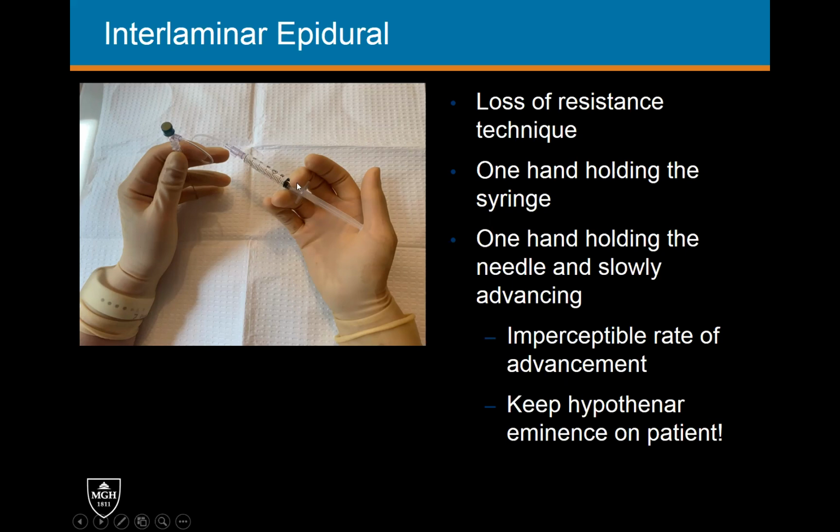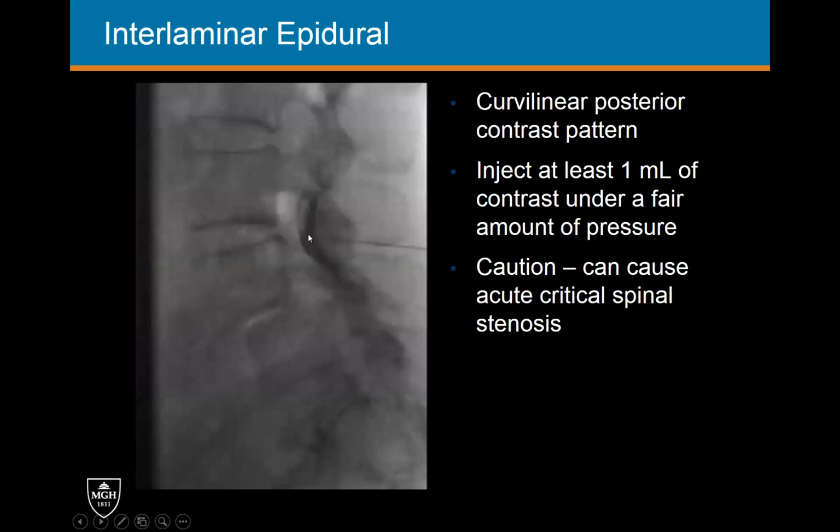And that point is when you start to fluoro. When you start to fluoro, you'll see this curvilinear pattern of contrast in the posterior epidural space. And once you see this, that's great. That proves that you're in the posterior epidural space, but you don't know for sure that you don't have intravascular contrast yet. Especially for the interlaminar epidurals, we found that you need to inject at least 1 ml under a fair amount of pressure. So don't just slowly inject it, drip it in. You really want to inject it so you will pacify any potential vessels.